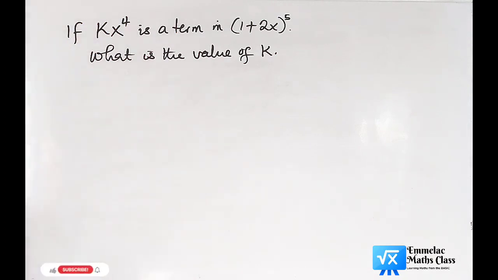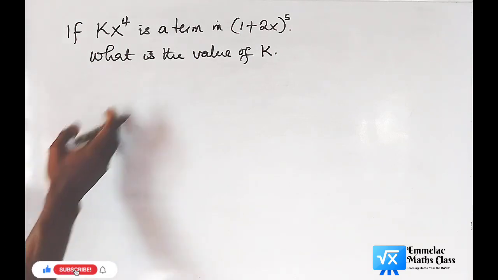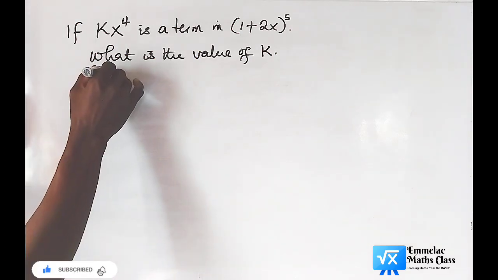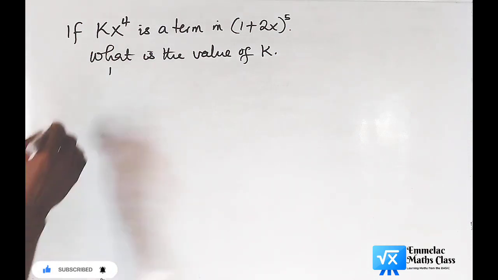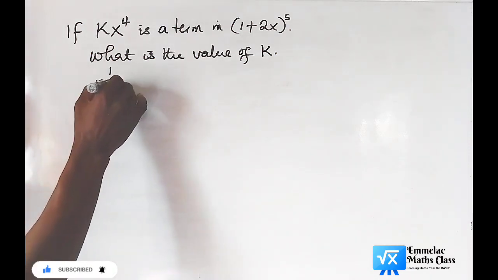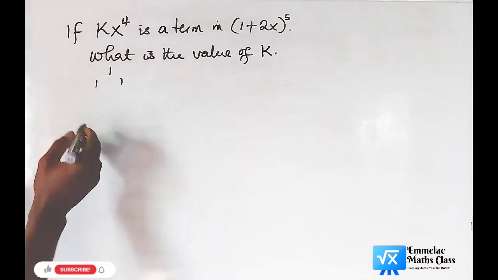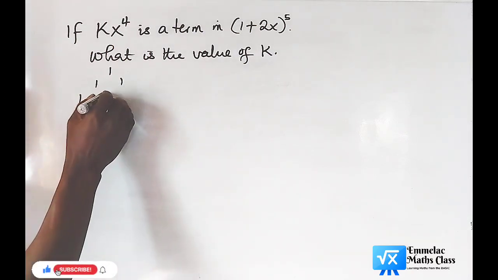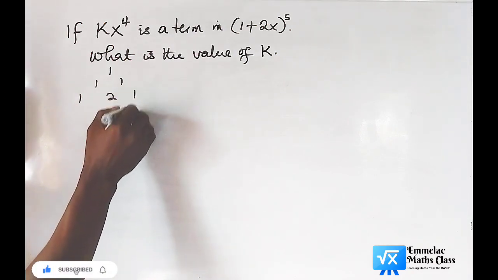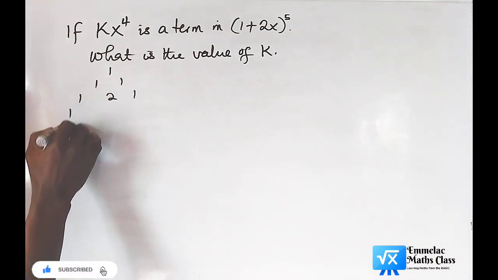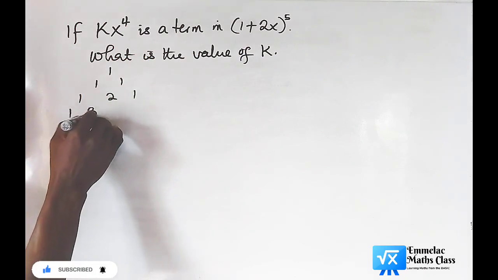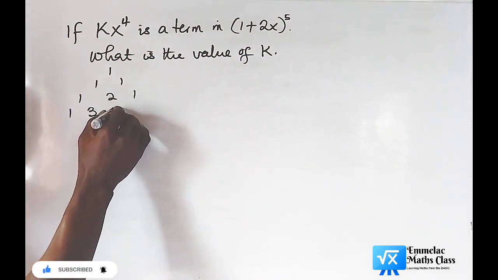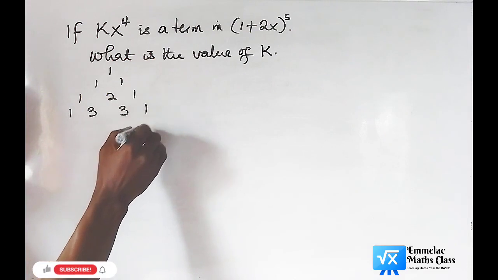Now the first one is using the Pascal triangle, and with the Pascal triangle we have to draw out the triangle of numbers. We start with 1. Now the next one we have 1 and 1. Now the next one, you bring down this 1. Now 1 plus 1 here will give us 2. You bring down your 1. Now you bring 1. Now 1 plus 2 is 3. 2 plus 1 is 3. You also bring down your 1.